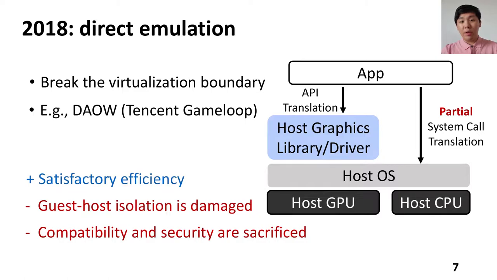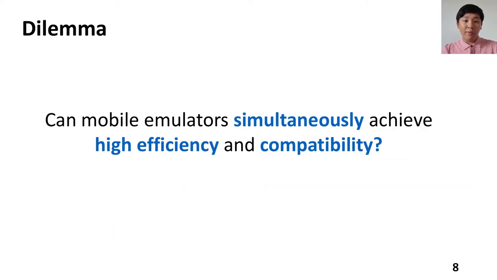With the efficiency problem of virtualization-based techniques, researchers propose to break the culprit, the virtualization boundary. The resulting emulator DAO translates a part of essential Linux system calls into Windows ones to run Android apps on Windows. In a similar spirit, it translates apps' OpenGL ES calls into desktop OpenGL or Direct3D calls to realize rendering. As promised, it delivers satisfactory efficiency, but the toll is equally high. With the guest host isolation principle being damaged, compatibility and security are greatly sacrificed due to incomplete translation of system calls and shared address spaces. It would seem that we are now facing a dilemma.